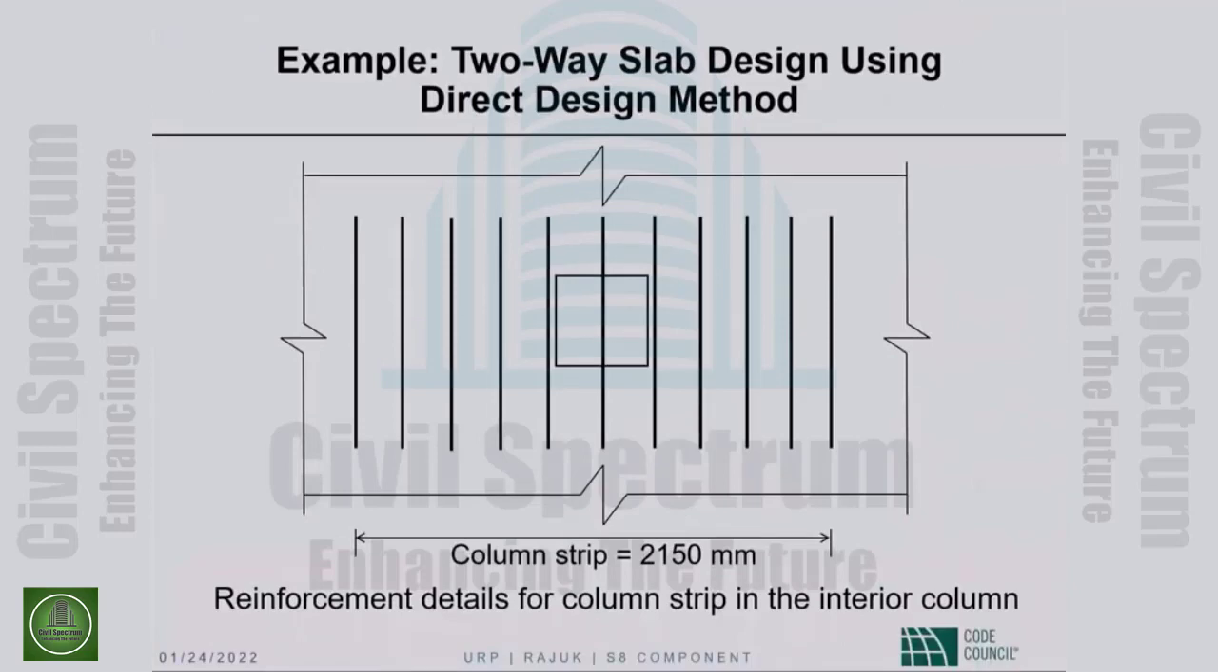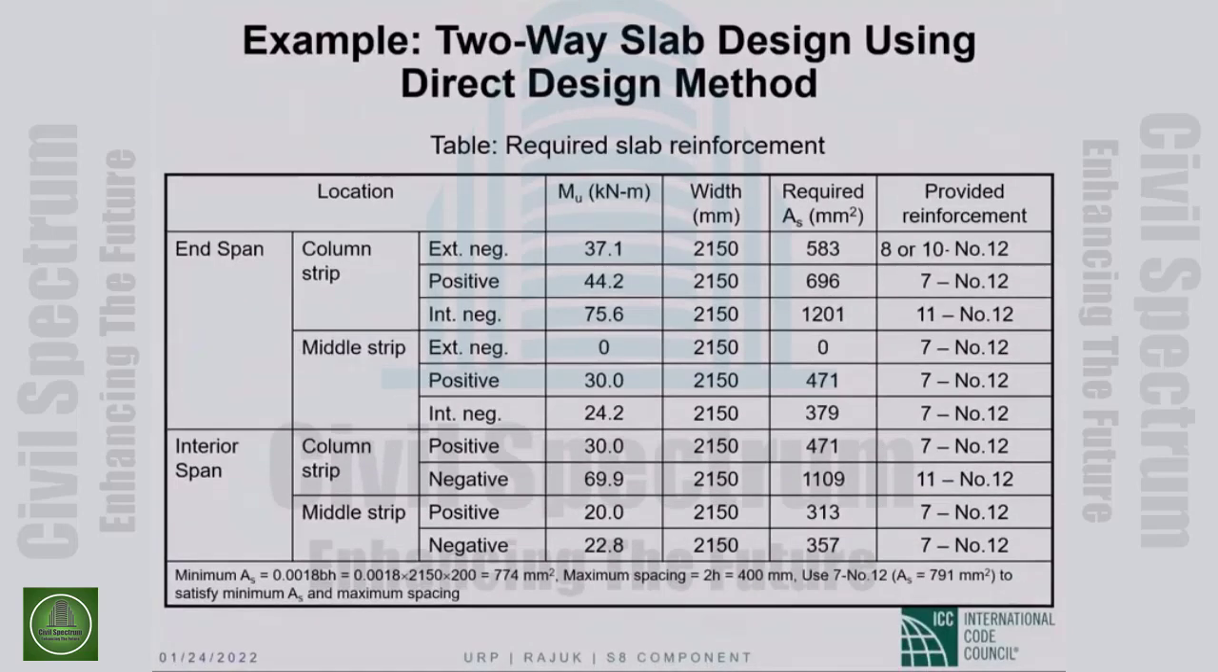So this is what we have provided at our interior support section: 11 number 12 at a uniform spacing of 215 millimeters. This is good enough for the transfer moment as well. And this is a summary of everything that we have done with this. Some of it didn't have to be shown because it is minimum moment. Anyway, this is a summary of the entire design of that strip that we set out to design.